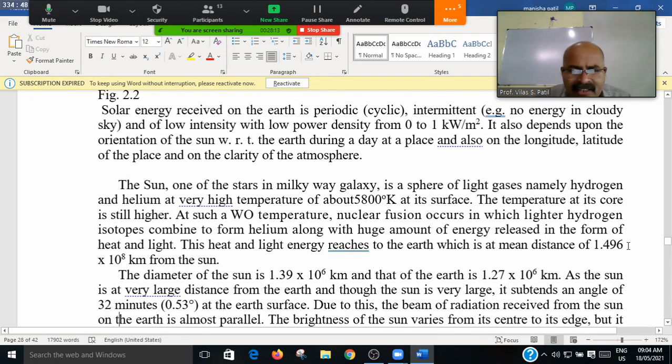Again, the sun is one of the stars in the Milky Way galaxy. It is a sphere of light gases, namely hydrogen and helium, at very high temperature. The temperature of the sun, friends, is about 5800 degrees Kelvin at the surface, which is such a high temperature that steel would dissolve.